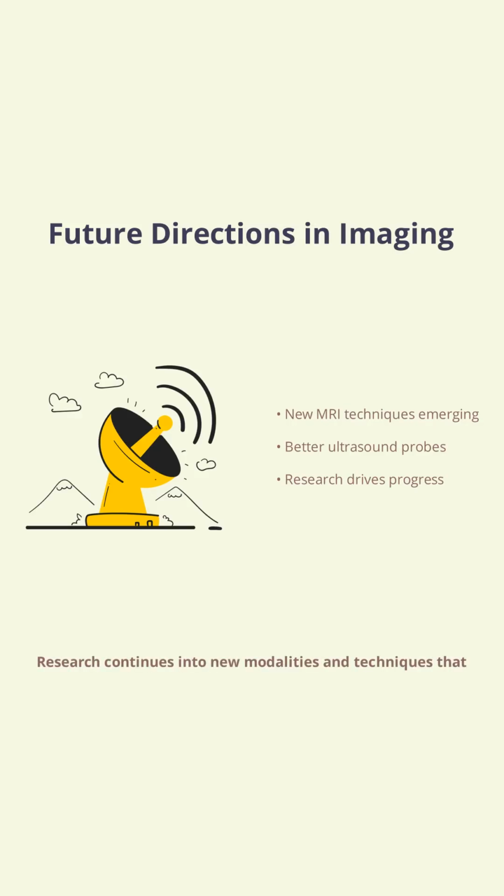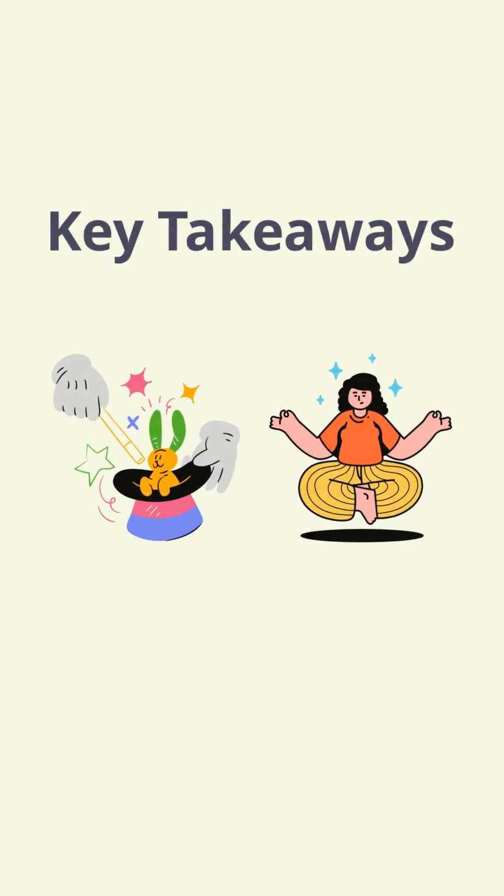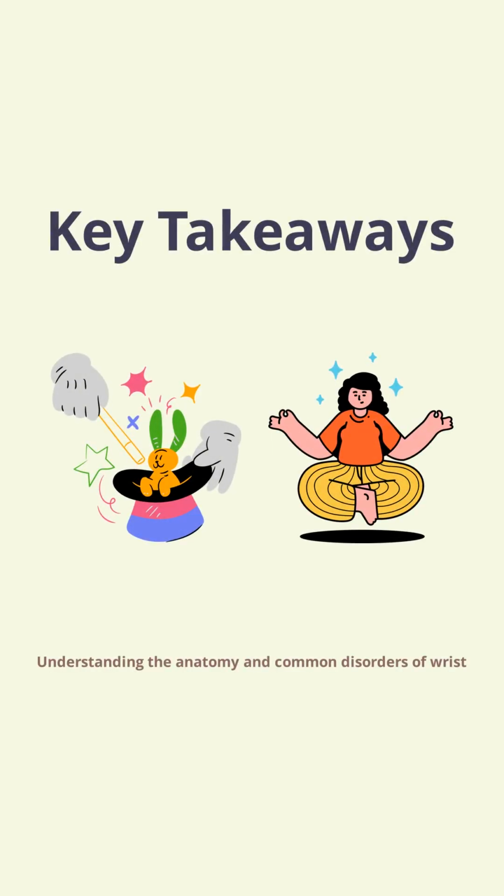Research continues into new modalities and techniques that may provide even greater accuracy and earlier diagnosis. Staying updated with these developments is important for clinicians and patients alike. Understanding the anatomy and common disorders of wrist tendons is essential for accurate diagnosis and effective treatment. Both ultrasound and MRI play vital roles in assessment, while awareness of anatomical variants helps avoid pitfalls. Early recognition and intervention can prevent long-term disability and improve quality of life for those affected by wrist tendon disorders.